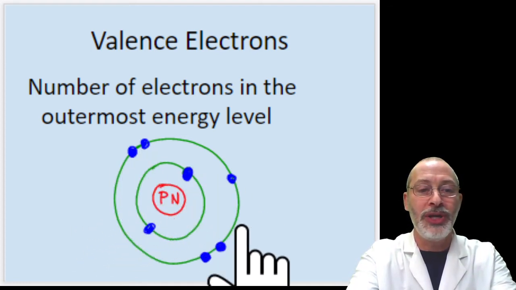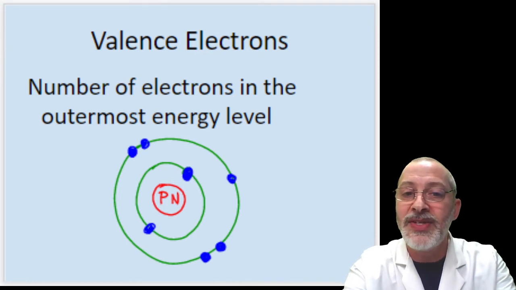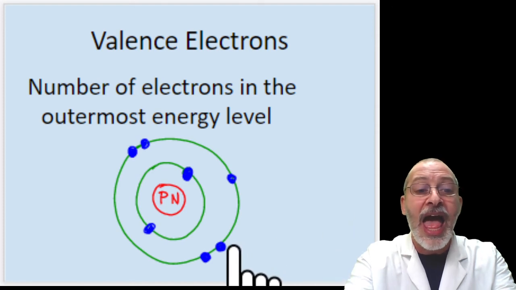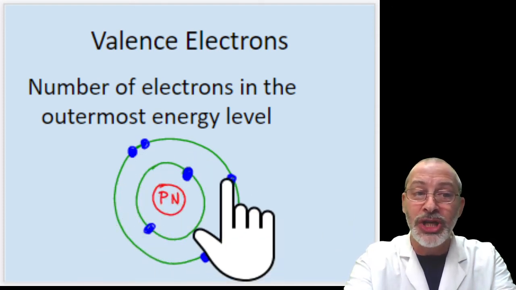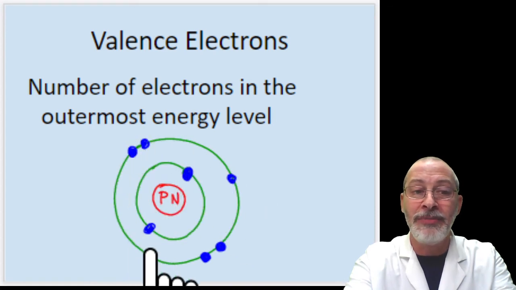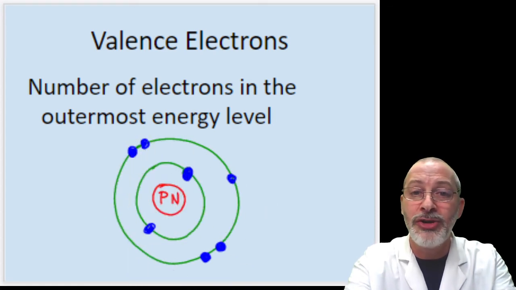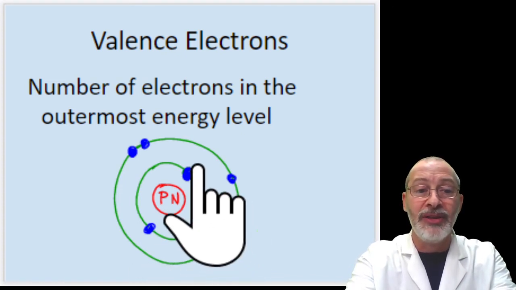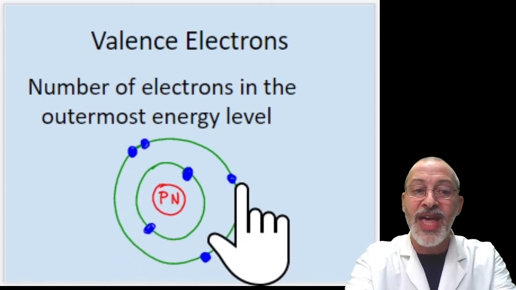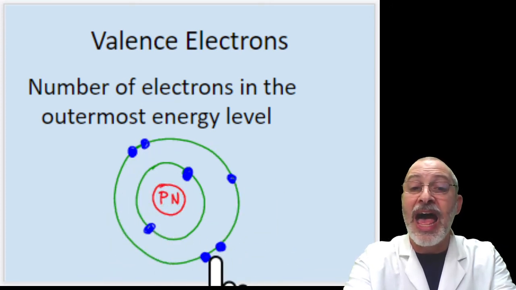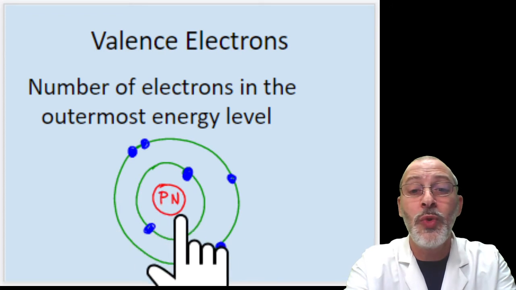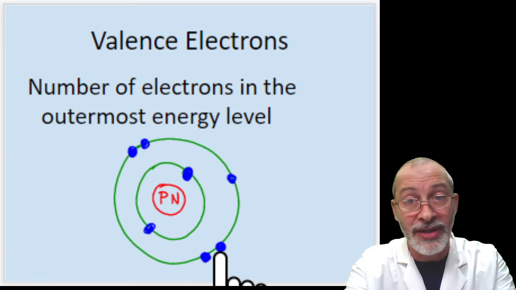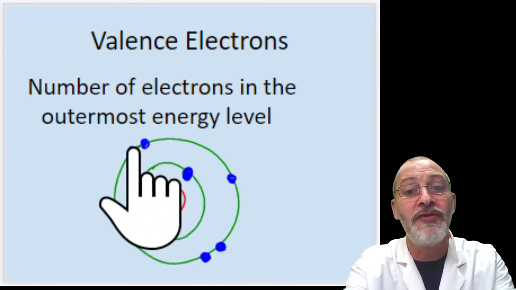1, 2, 3, 4, 5 valence electrons, because that is the number of electrons in the outermost energy level. This particular atom doesn't have any electrons in the third energy level. We don't count 0. The outermost energy level in this diagram is the second energy level. That's the energy level farthest away from the nucleus that has any electrons in it. And how many are in this energy level? 1, 2, 3, 4, 5.